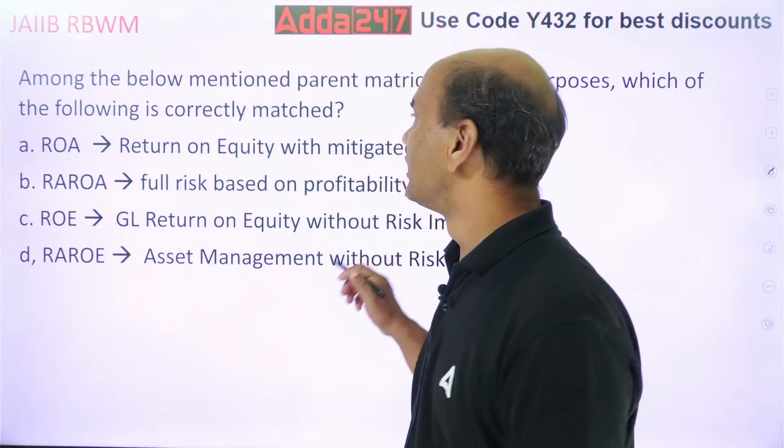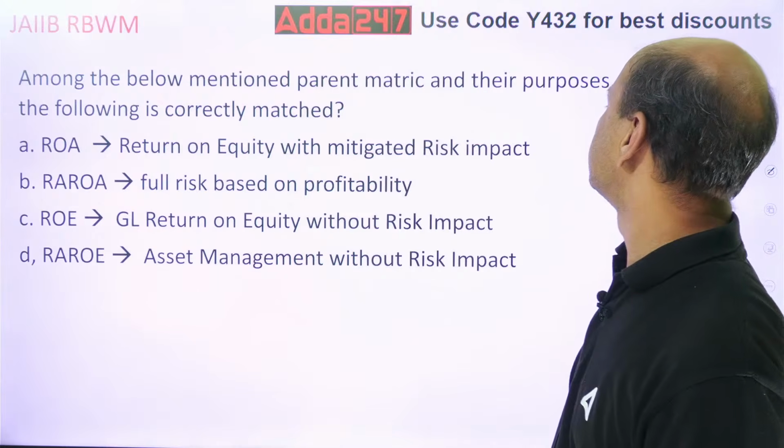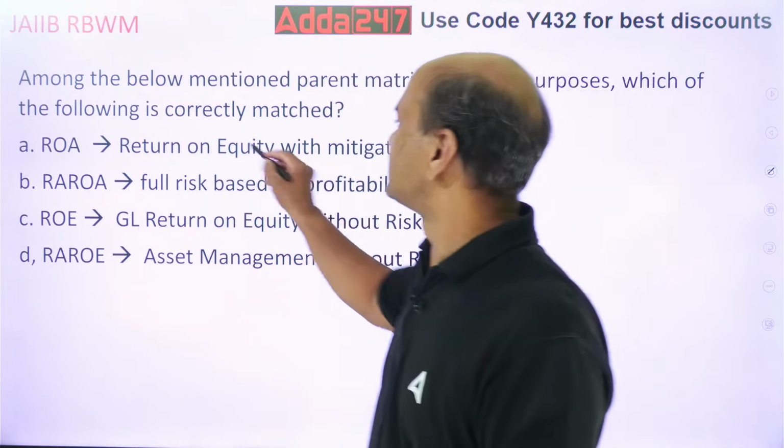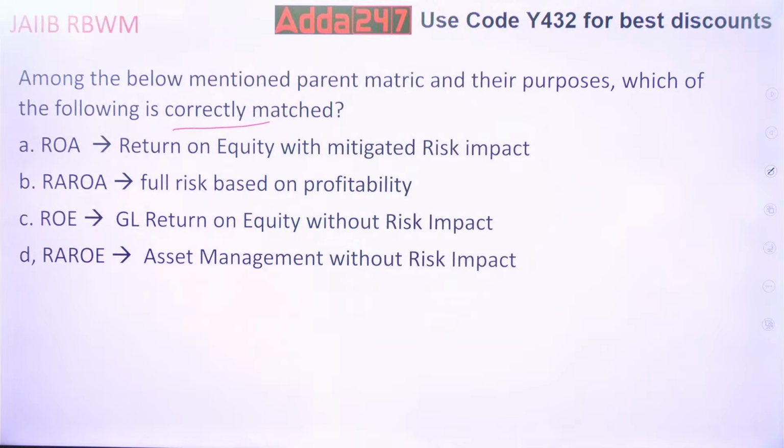Next, among the below mentioned parent metric and the purposes, which of the following is correctly matched? Check this now. Which is correctly matched? ROA, return on equity with mitigated risk impact. ROA, full risk based profitability. ROE, return on equity without risk impact. ROE, asset management without risk impact.